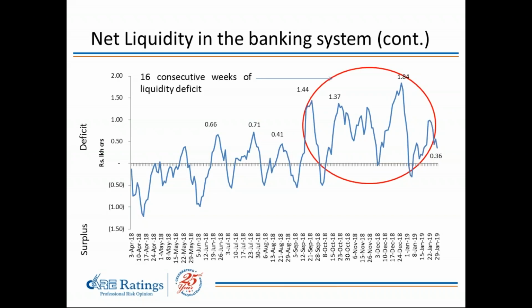The net liquidity or cash availability in the system has been in deficit on a sustained basis for over 16 weeks. The net daily banking system liquidity deficit rose to over rupees 1 lakh crores on 29 days during the last 5 months. It was over rupees 1.5 lakh crores on 6 days during this period. There has, however, been an easing in the liquidity situation in Jan 2019.